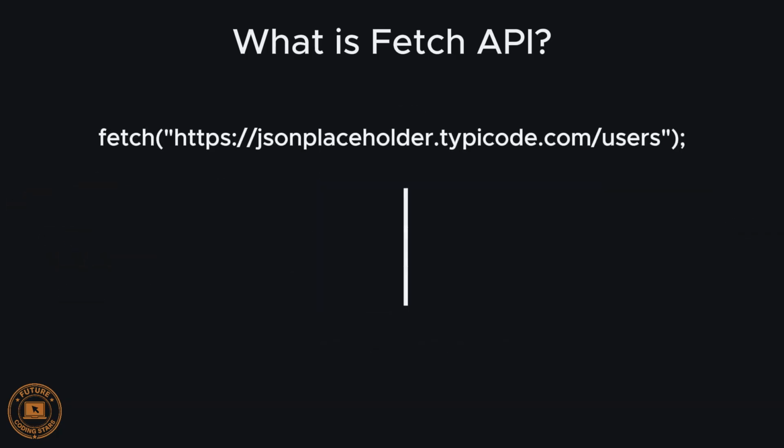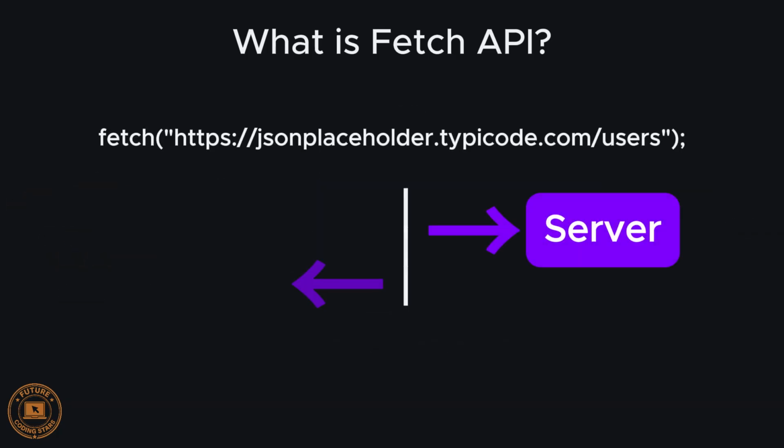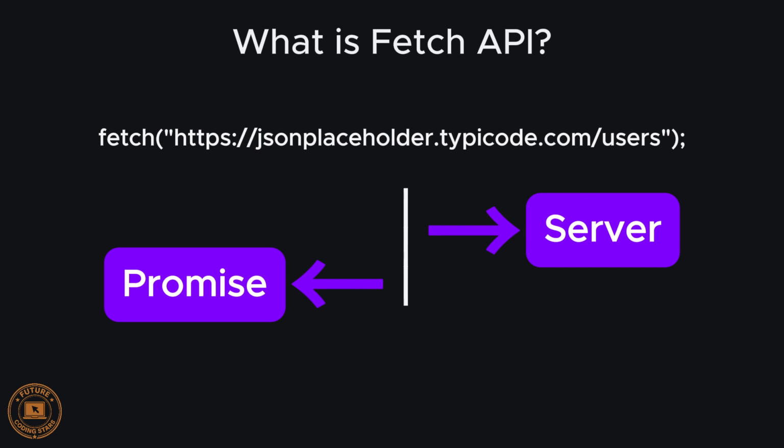The Fetch API sends HTTP requests and immediately returns a promise, a placeholder for a value that will be available later. Once the server responds, the promise either resolves with the response or rejects if a network error occurs.